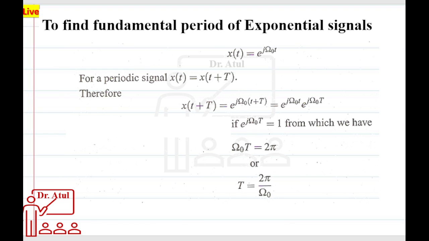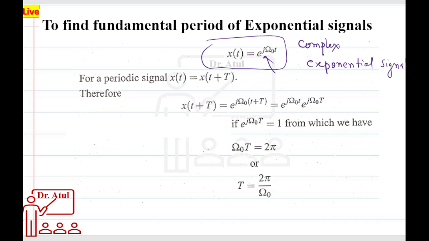Now the second kind of signals that are periodic are exponential signals with complex numbers. These are complex exponential signals, e to the power j omega naught t. For a periodic signal, x(t) should be equal to x(t plus T). This is the fundamental equation. So I will add capital T to this. It will become e to the power j omega naught (t plus T), or e to the power j omega naught T into e to the power j omega naught t. So what we want is e to the power j omega naught T should be equal to 1.